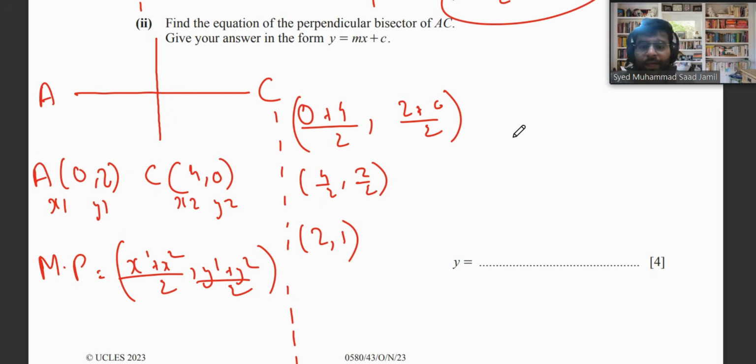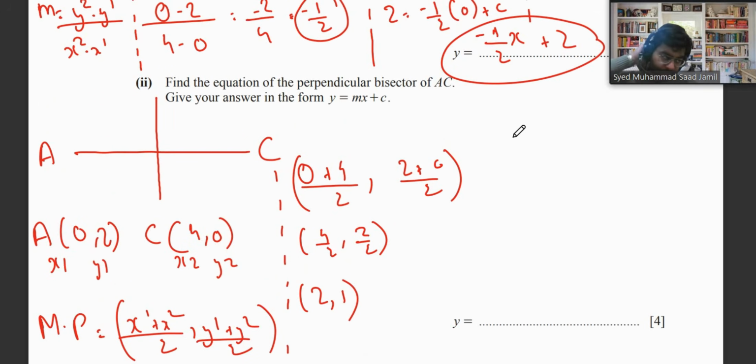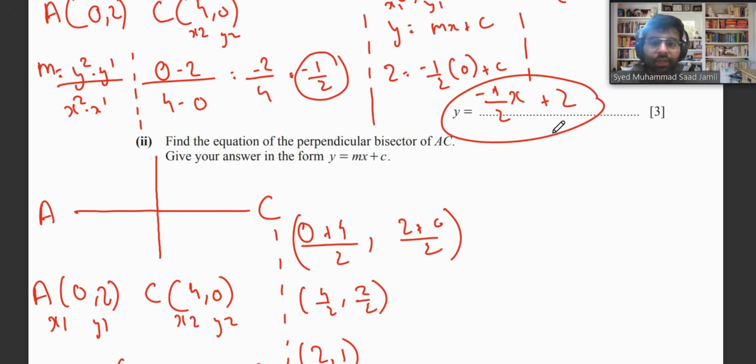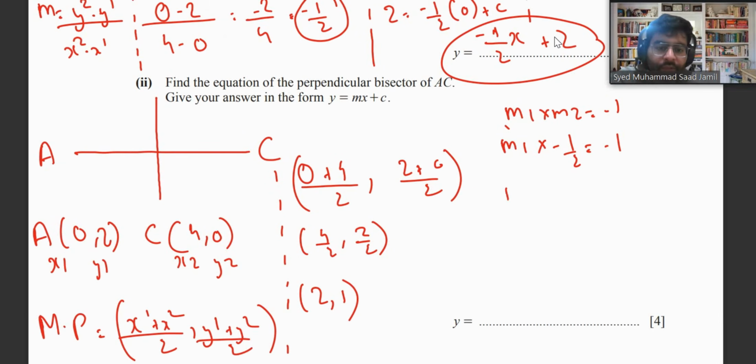Alright. Now whenever you guys have a perpendicular bisector, how do you calculate the gradient? Look, m1 multiplied by m2 is equals to minus 1. So m1 is the gradient of the perpendicular line, multiplied by m2, it's minus 1 upon 2 is equals to minus 1. So m1 is equals to 2 multiplied by minus 1 is minus 2 divided by minus 1. So m1 is equals to 2.